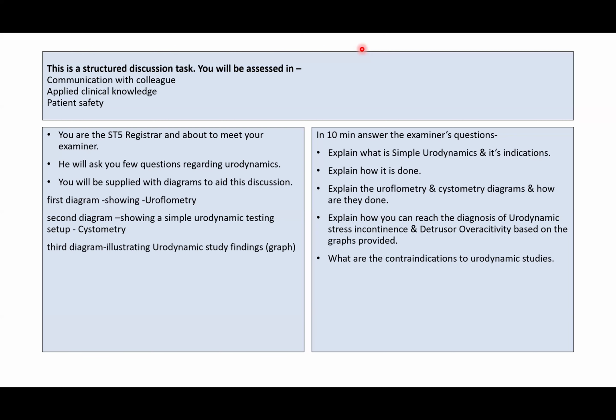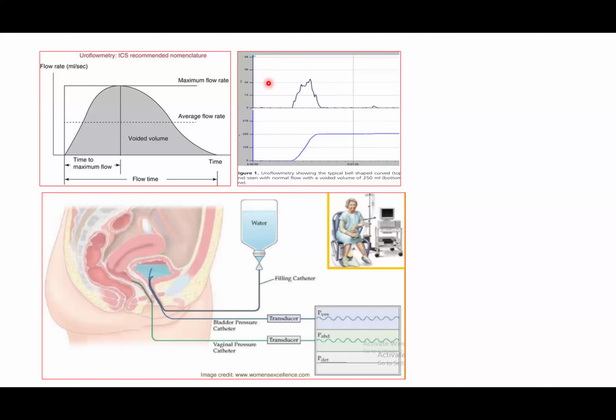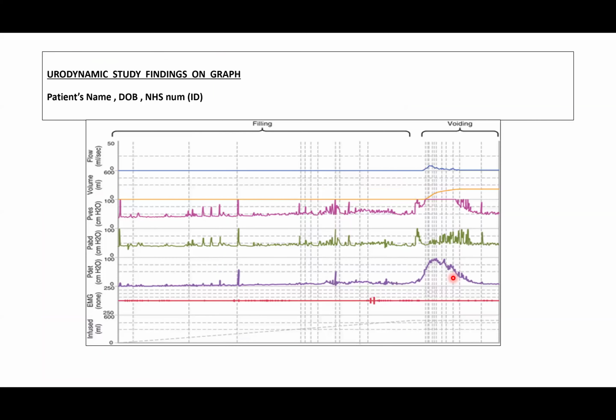Only one slide? No, I have a few more. Just have a look. You have to explain the diagrams, okay? When you are talking, the diagrams will be in front of you. Hello? Yes? Then you have to talk about graphs.